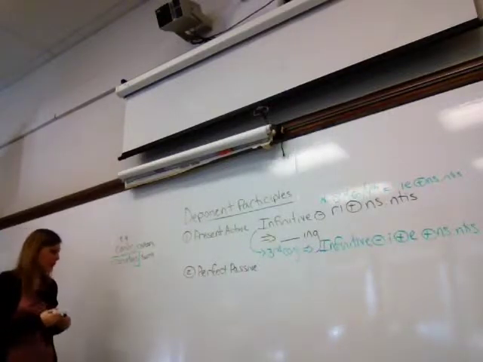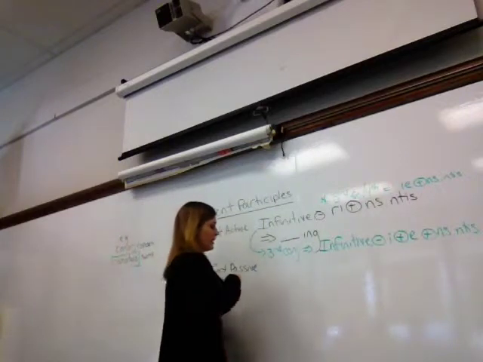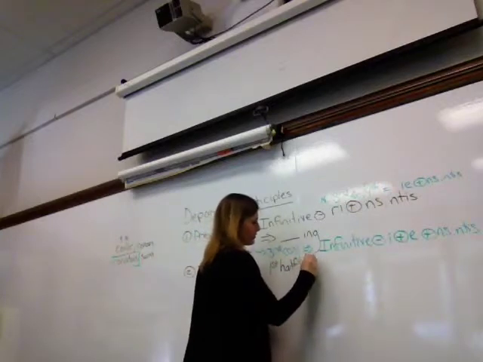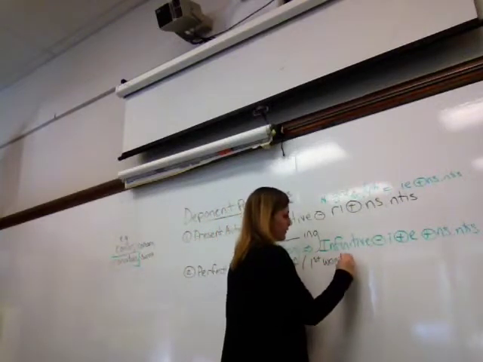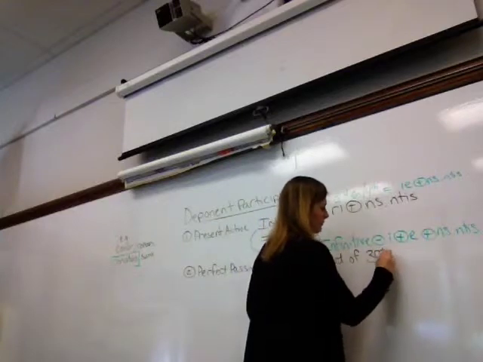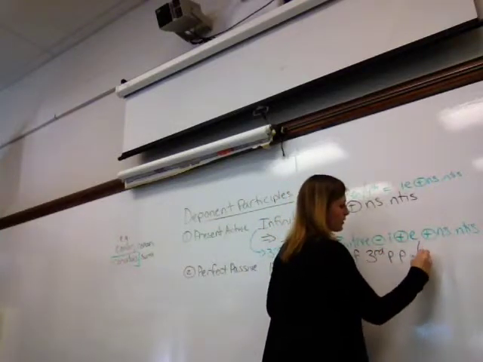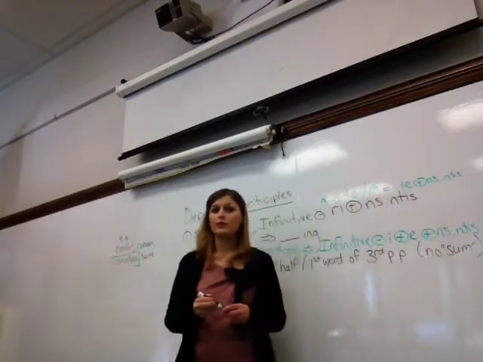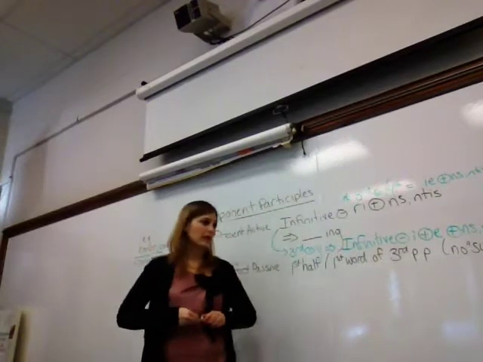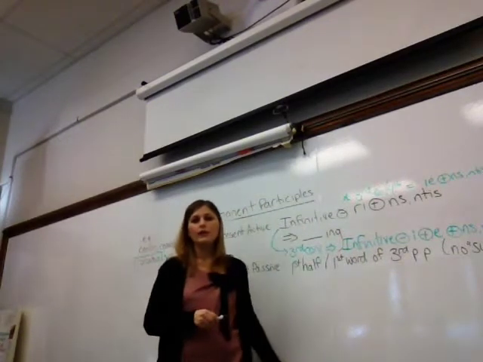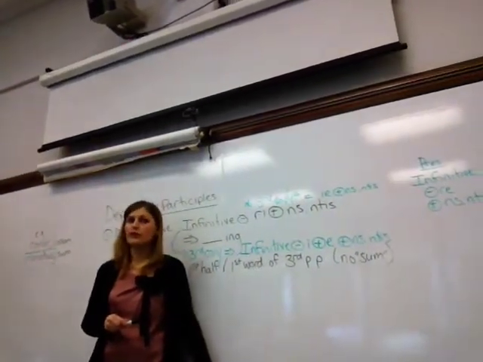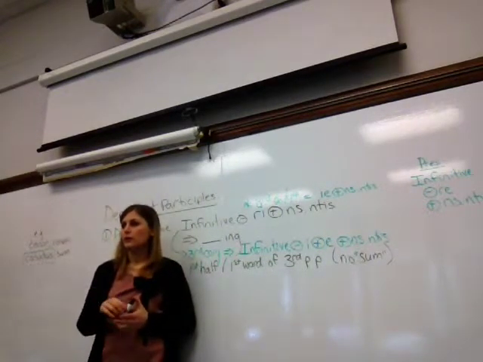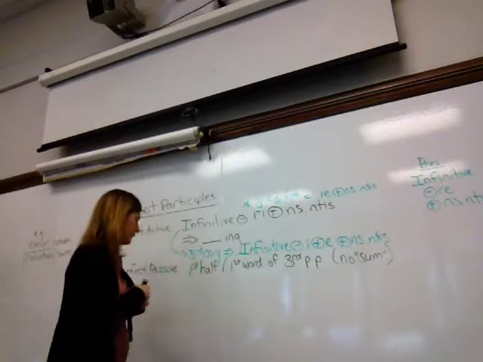So a perfect passive participle is the first half, or you can understand it as the first word of the third principal part. In other words, no sum. If you have sum, not a perfect passive participle. And then what is the translation of a perfect passive participle for a deponent verb? Having blanked, right.